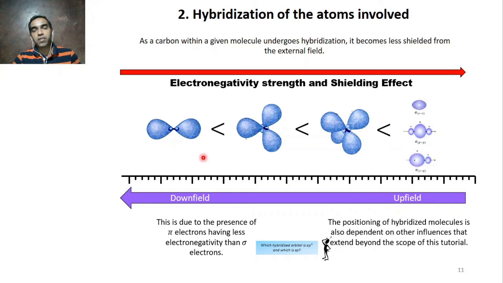If not, what happens? If you don't consider it for carbon, then in most of the cases, as it is getting sp hybridized, it will go to downfield. Just to keep in mind, the electron density around the nucleus is going to decrease. Okay, if the electron density goes on decrease, then what happens? It will experience downfield, it will experience de-shielding.